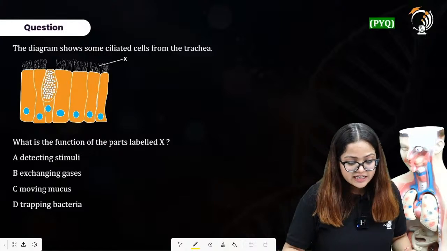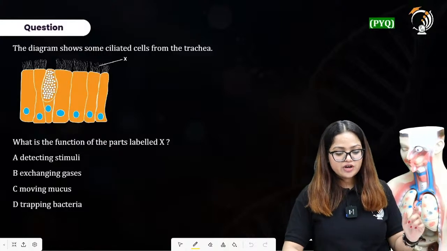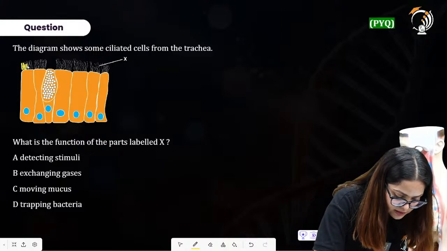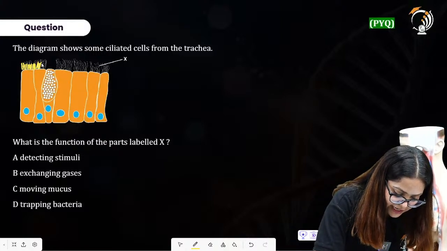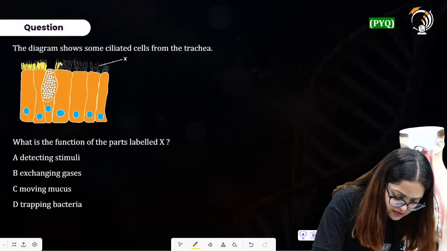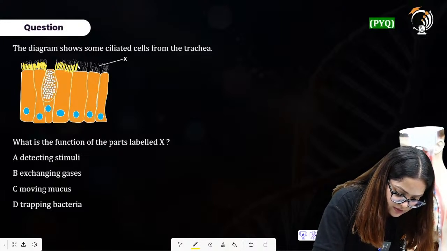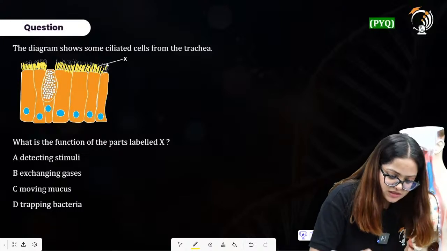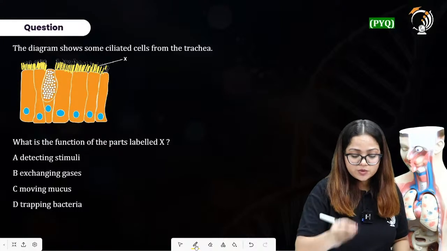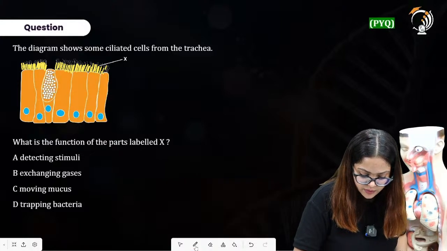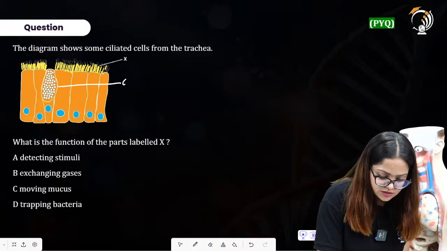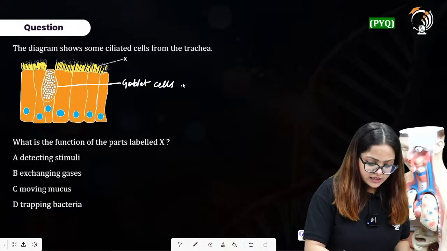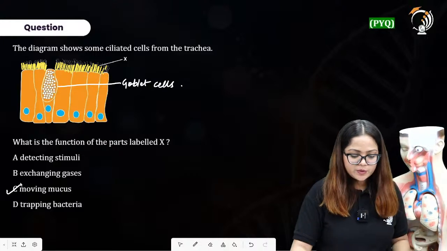You can answer that. The diagram shows some ciliated cells from the trachea. Alright, so these are the cilia, tiny hair-like structures. And what is this cell that has these white granules in them? What is this cell called? This is the goblet cell here. Yes, the answer for this is moving mucus.